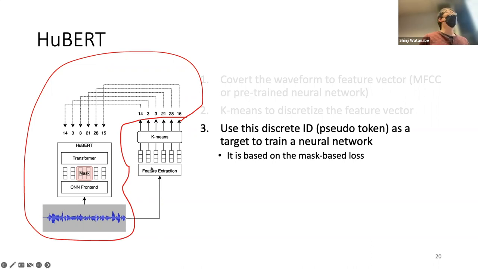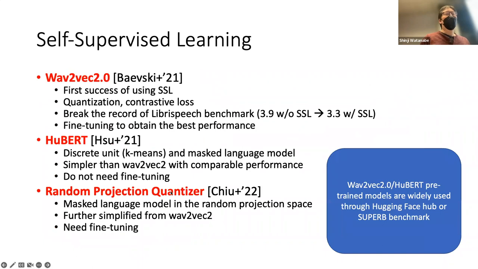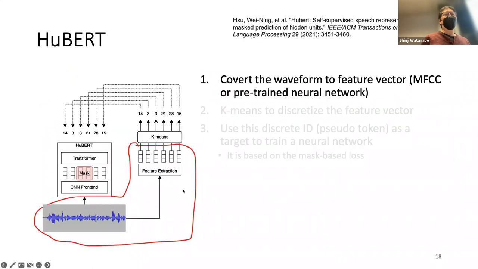But anyway, the point is that let's try to find some task. And in this case, we're using this very simple task. By the way, the design of the task can be done in various ways. The other approach, the random projection quantizer, is actually similar to this figure, but we don't do any meaningful k-means. We just convert this feature to a much higher dimension using random projection, and then quantize them, and then use it as an ID.